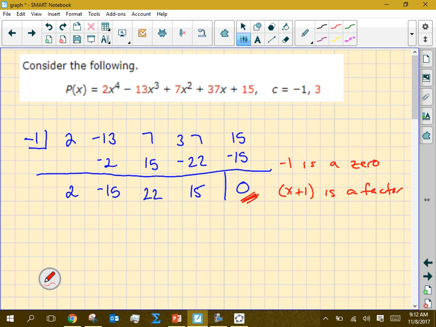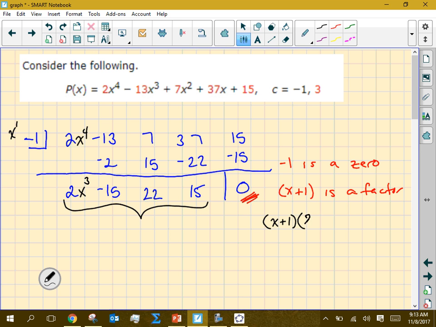So here's what this kind of leads to. It's not necessary that you write this part down. I'm just going to provide some instruction here. I hope you recognize something here. If x plus 1 is a factor, then this is my other factor to get back to 2x to the fourth minus 13x cubed plus 7x squared plus 37x plus 15. If this was x to the fourth there, and this was an x to the first out here, what is x to the fourth divided by x to the first? X to the third.